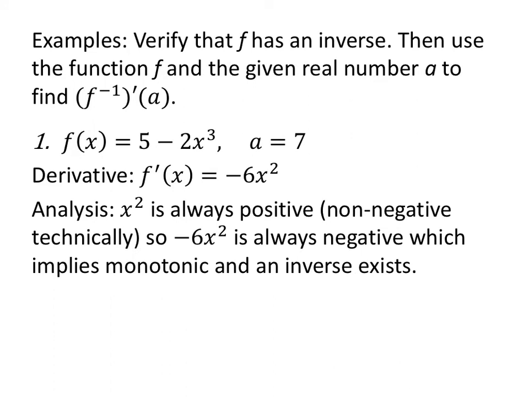Examples. Let's verify that f has an inverse, then use the function f and the given real number a to find f inverse prime at a. So if f of x is 5 minus 2x cubed, and a is 7, first of all, we know the derivative of 5 minus 2x cubed is negative 6x squared, and x squared is always positive or 0. Negative 6 times a positive or 0 will always be 0 or negative. So the negative 6x squared is non-positive, which implies monotonic and an inverse exists.